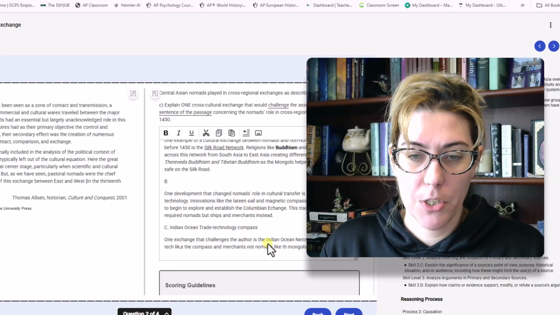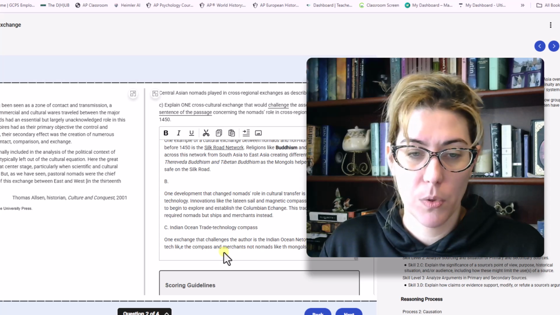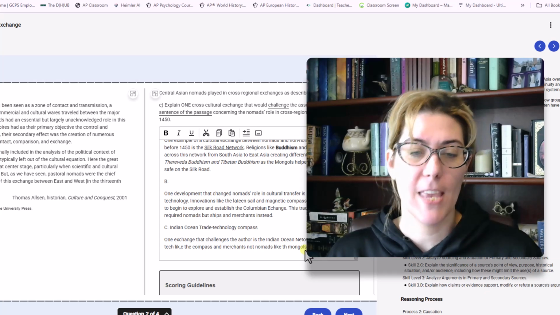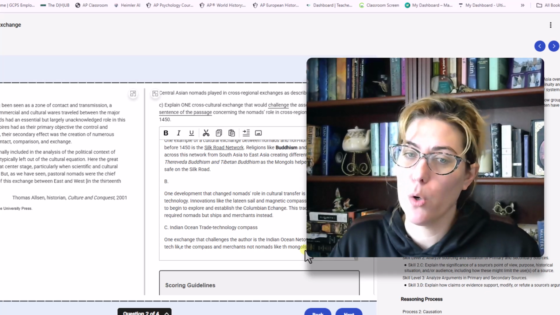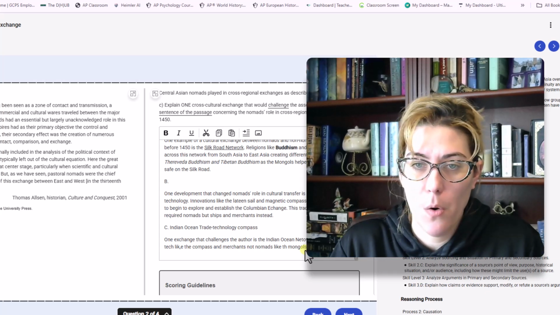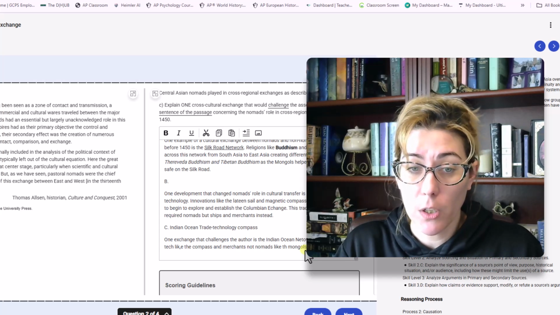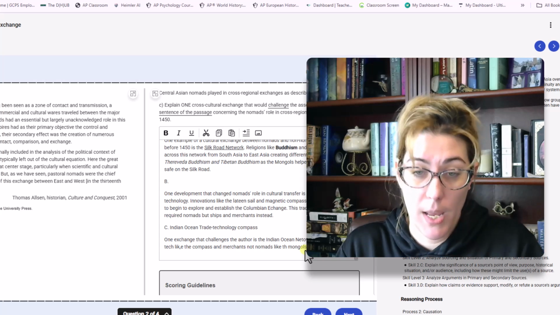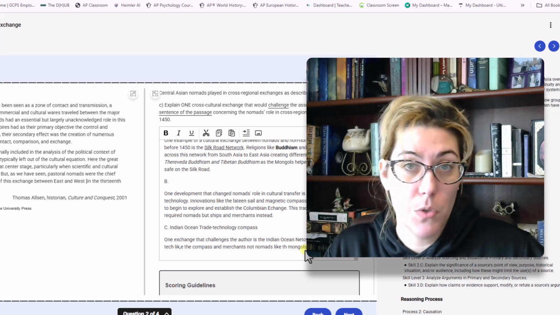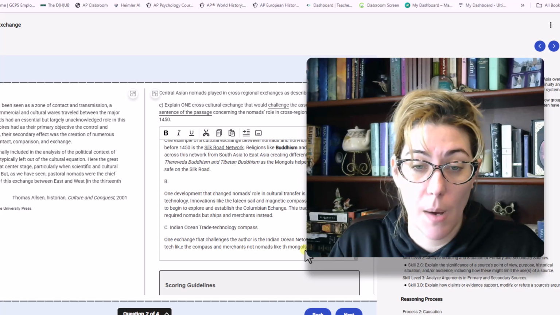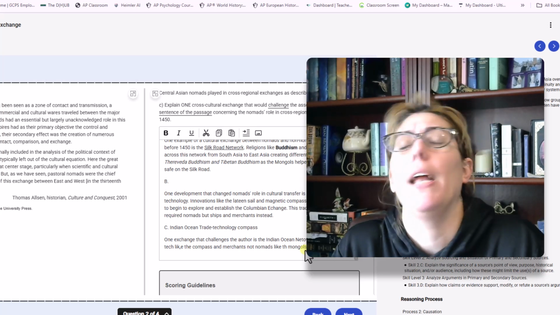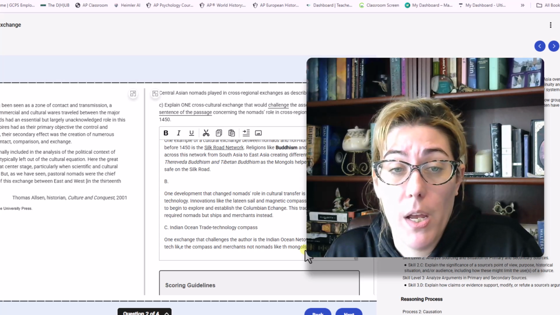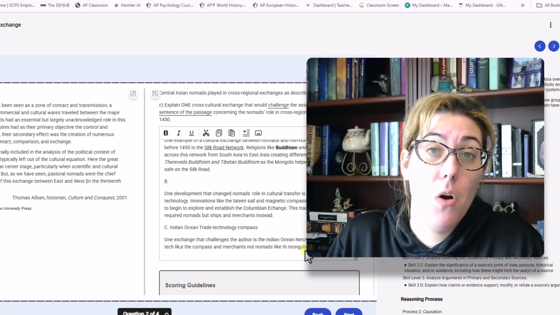One exchange that challenges the author is the Indian Ocean Network. This relied on tech like the compass and merchants, not nomads like the Mongols. The AI didn't give me credit for that, but would a reader? It is making an answer, which is saying Indian Ocean Network, and I am saying it's not using nomads like the Mongols. I am saying compass and merchants. Yeah, I could have put Arab merchants or Muslim merchants, but a reader is a human.